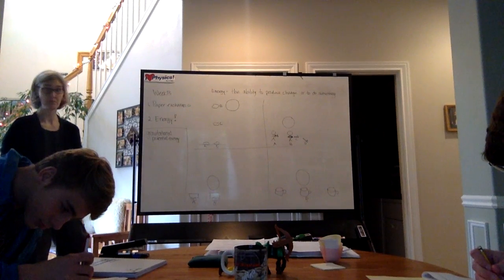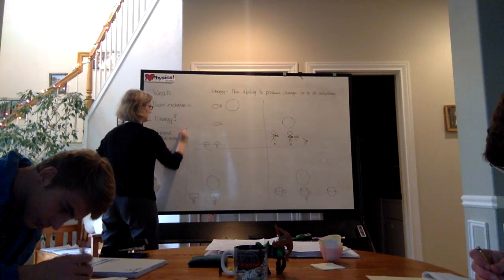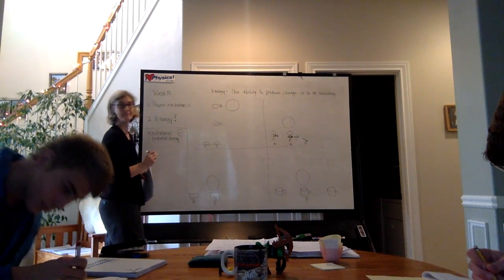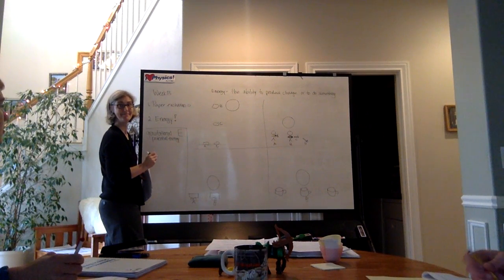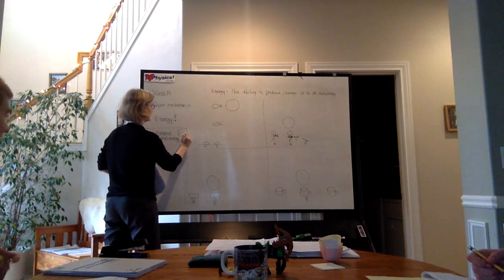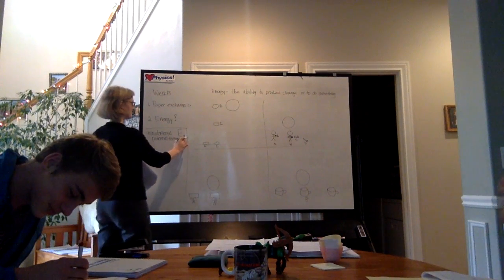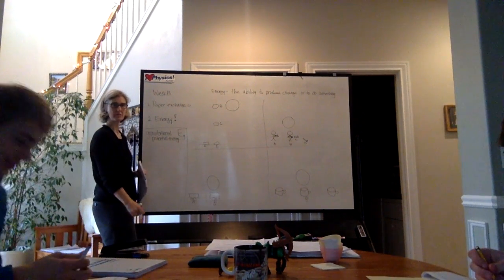And we have a symbol for that. The symbol for that is capital E, which represents energy. Excellent. E represents energy, and the little g represents gravitational potential.